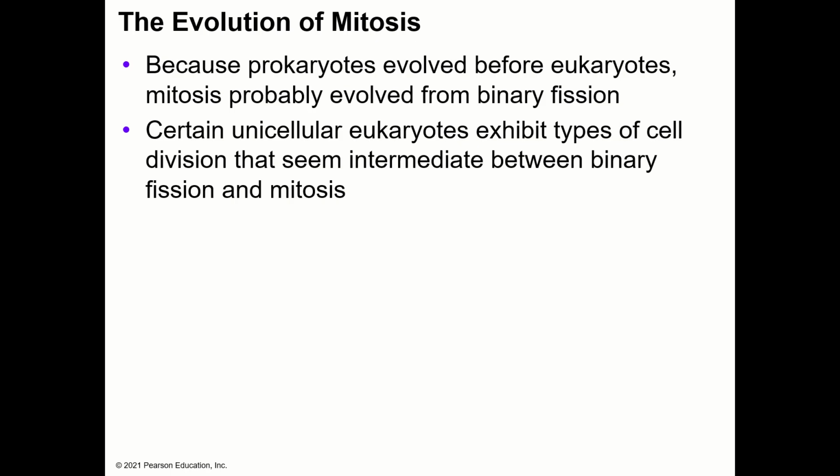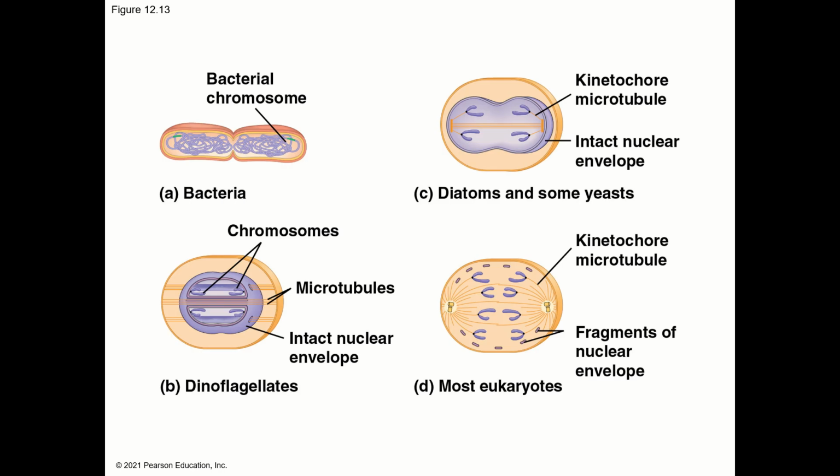The evolution of mitosis. Because prokaryotes evolved before eukaryotes, mitosis probably evolved from binary fission. Certain unicellular eukaryotes exhibit types of cell division that seem intermediate between binary fission and mitosis.